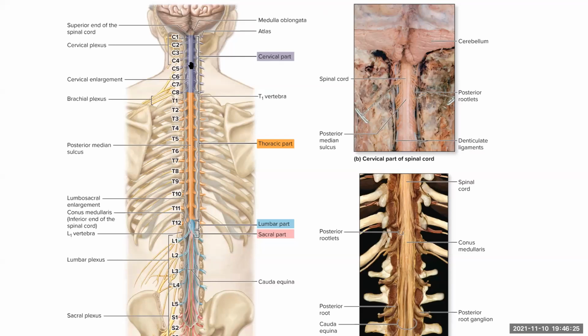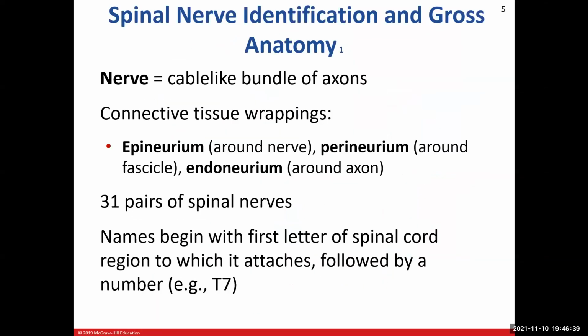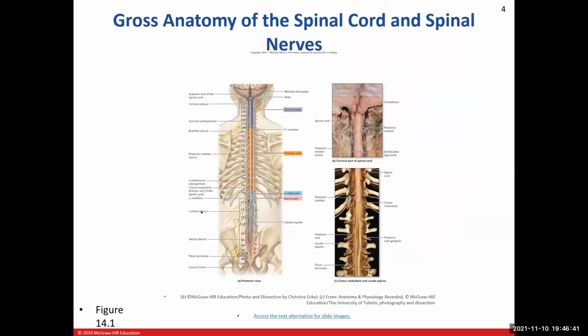We'll see that up here in the cervical region and then down here in the lumbar region, we'll see a bulging going on, and that is because of those extra neurons that are going to be supplying the upper and lower extremities there.